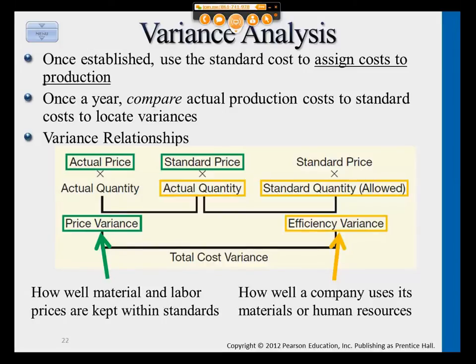So what is your price variance? Your price variance is the relationship between the actual price and actual quantity and the standards. And then to the right, your efficiency variance. So price variance is your actual price times actual quantity, from which you subtract your standard price times actual quantity. That's your price variance. And then your efficiency variance is the difference between your standard price times actual quantity, and standard price times standard quantity.